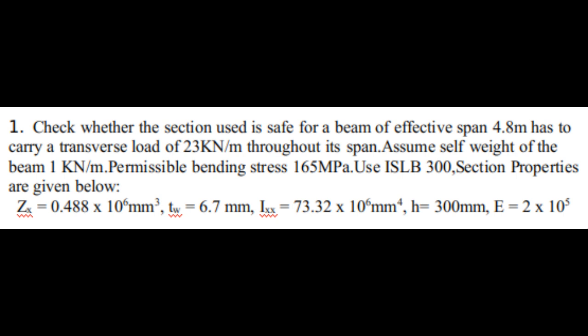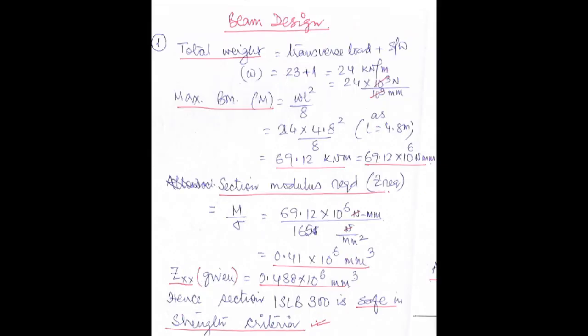Let us start. Step number 1. First, what we should do is see how much the total weight is. Total weight is the transverse load and also the self weight of the beam. What is the transverse load? 23 kilonewton per meter, they have given. What is the self weight? 1 kilonewton per meter. They have told you to assume 1 kilonewton per meter. So how much does it come out to be? 24 kilonewton per meter. Keep it that way.